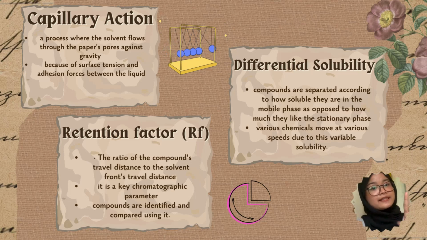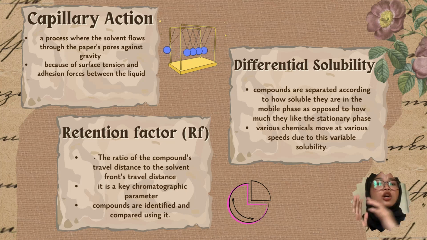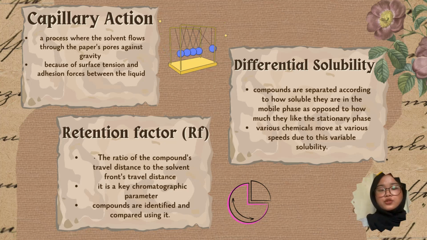The second one is differential solubility. Differential solubility means compounds are separated according to how soluble they are in the mobile phase, as opposed to how much they like the stationary phase. Various chemicals move at various speeds due to this variable solubility.